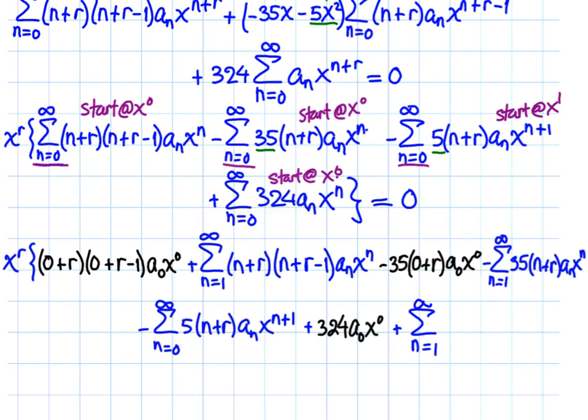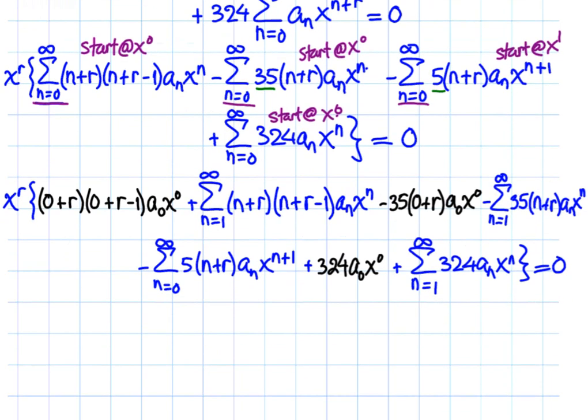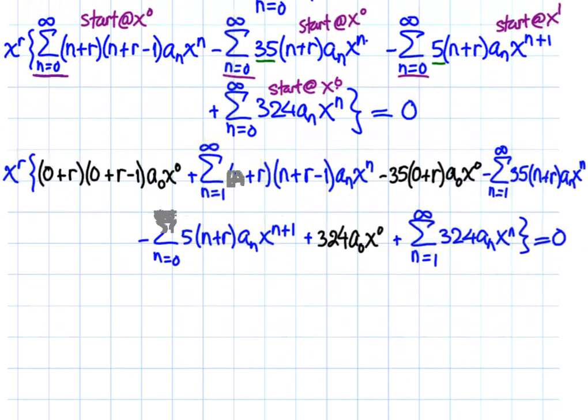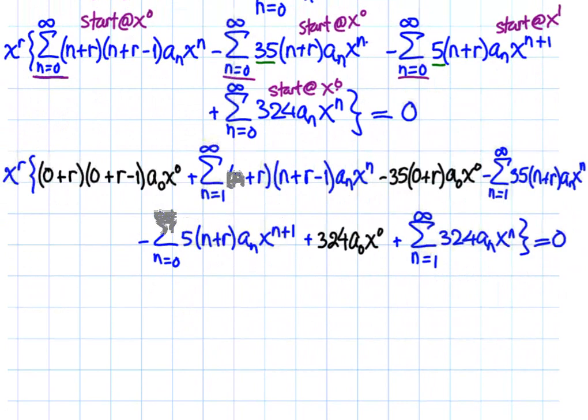Between 24 a sub n x to the n power. Right, so we're going to group on the part that's in black ink. That combined gives us the initial equation. That's what I'm looking for.